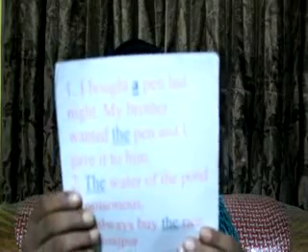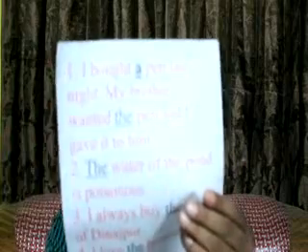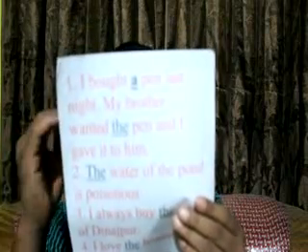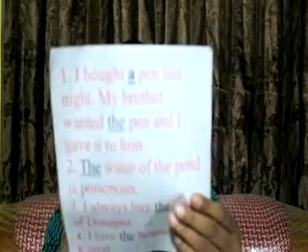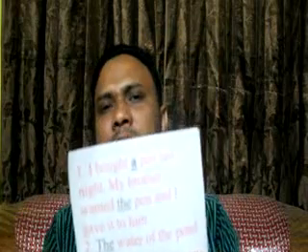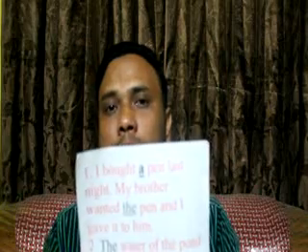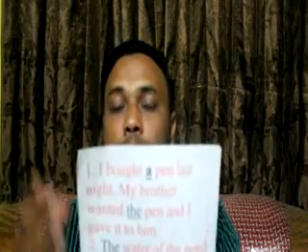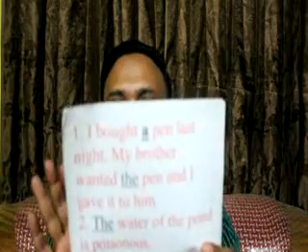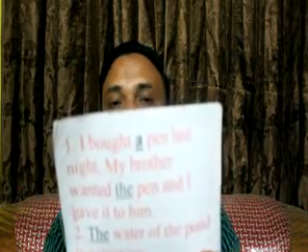So let's start. Whenever a thing is mentioned in a sentence, then we must put the definite article before the thing. Here we can see some sentences on the page. In the first sentence we can notice that I bought a pen last night. My brother wanted the pen and I gave it to him. Here for the next time I have used the definite article the before the word pen, because for the second time I am telling about a definite thing, that is, which I bought last night. So I have had to use the definite article the before the thing pen.